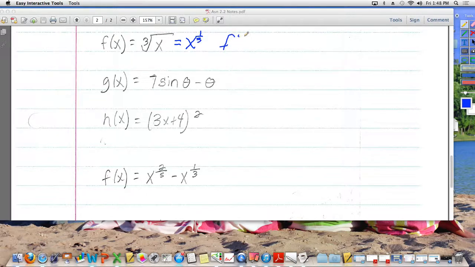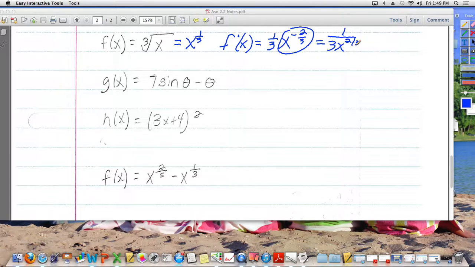So the derivative of f of x is equal to 1/3 x to the 1/3 minus 1. It's negative 2/3. Negative 2/3. Take this x value, where are you going to move it? To the bottom. And if you recall from the math that we did in a previous example, that is really the same thing as 1 over 3x to the 2/3 power.